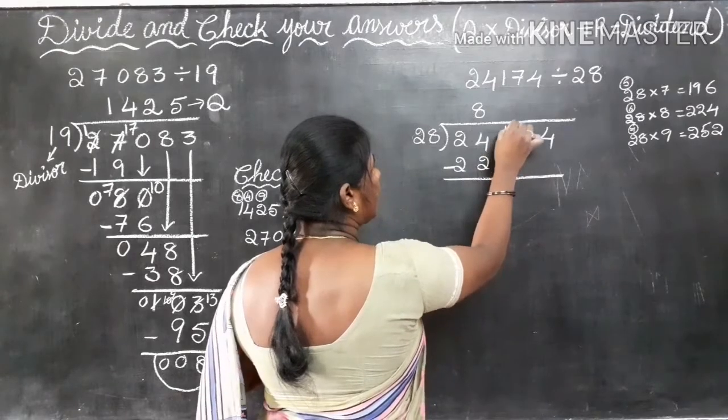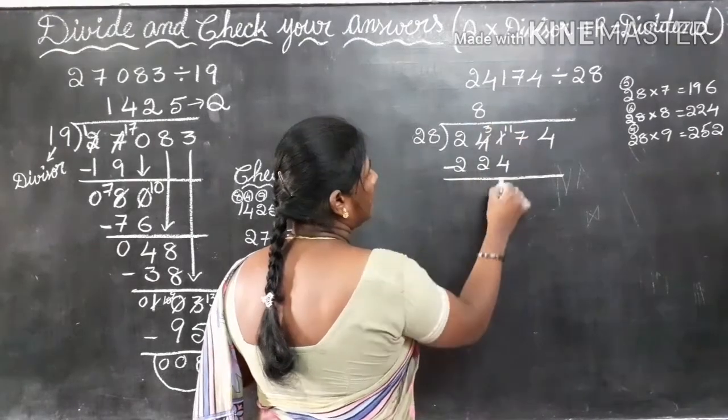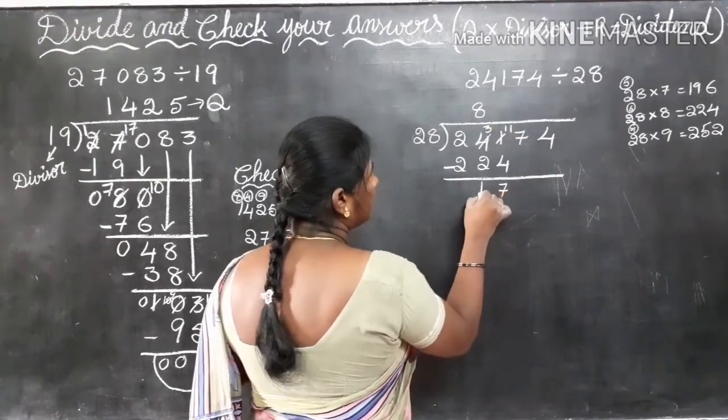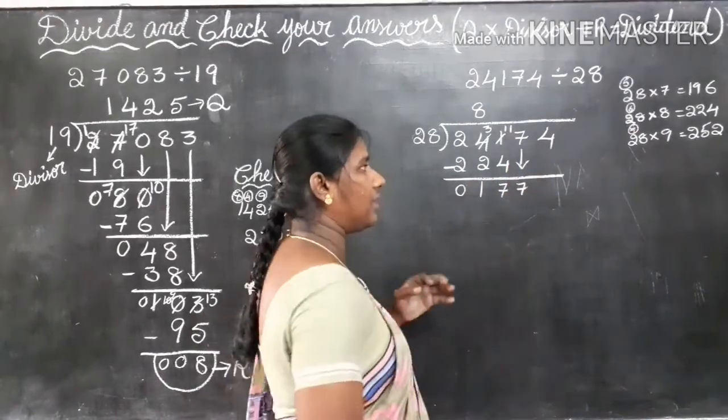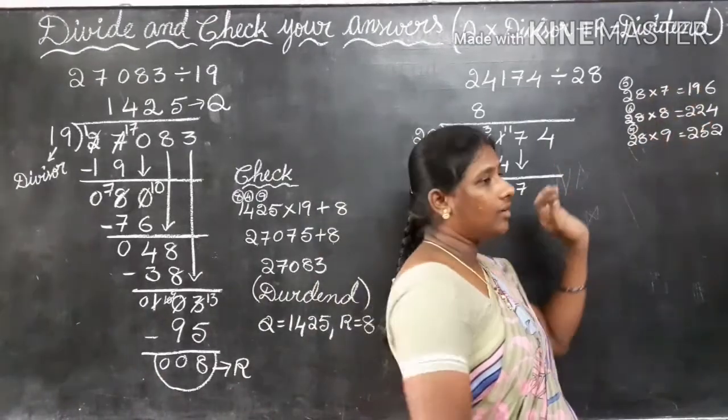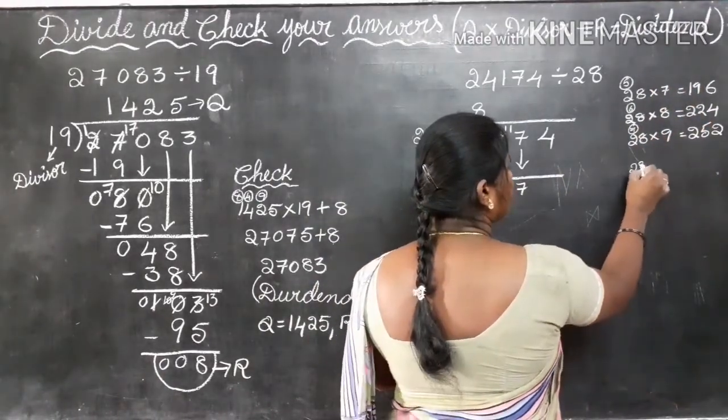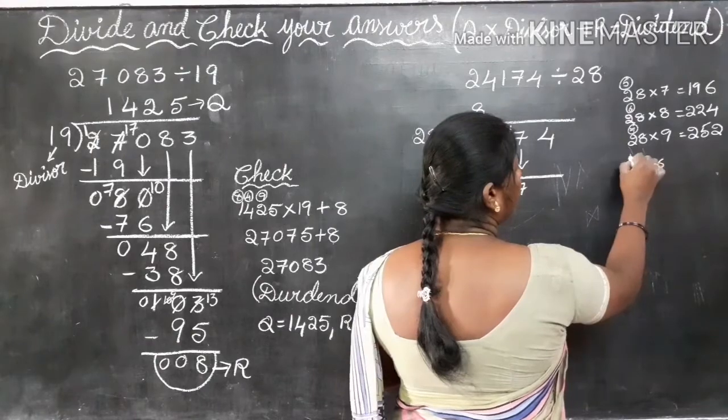Now do the subtraction. Take the borrow. Here it is 11. Here it is 3. 11 minus 4, 7. 3 minus 1, 2. Again here 7. 177. 28 7s we check. Now check 28 6s. 6 8s are 48.